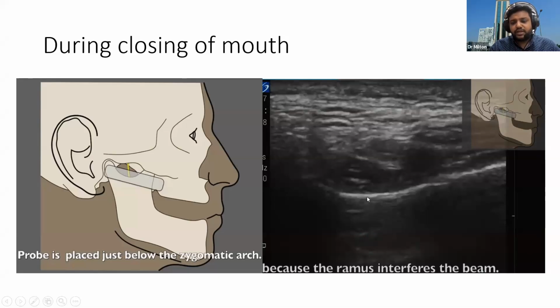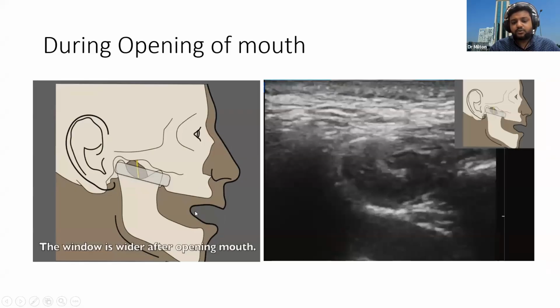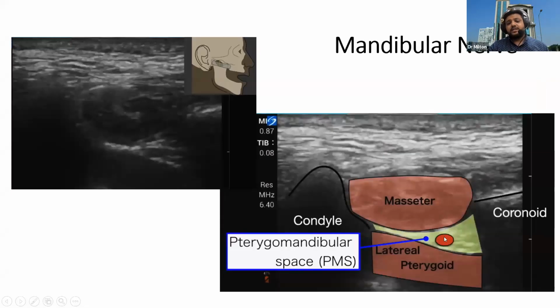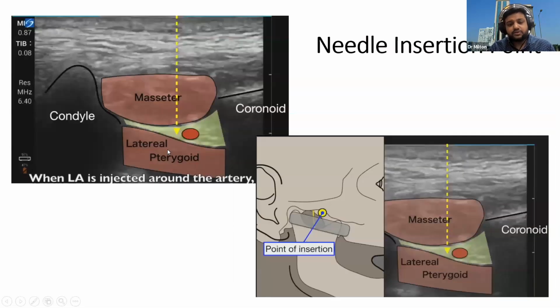Actually, there is a bony, echogenic structure. You can see this is the arch. After that, when the patient opens the mouth, you can see the deeper structure. In this deeper structure there is the nerve and there is the blood vessel. This nerve lies over the pterygomandibular space, and you can see very good arterial pulsation. Here you just cross the masseter muscle, it is not so deep, it is superficial.